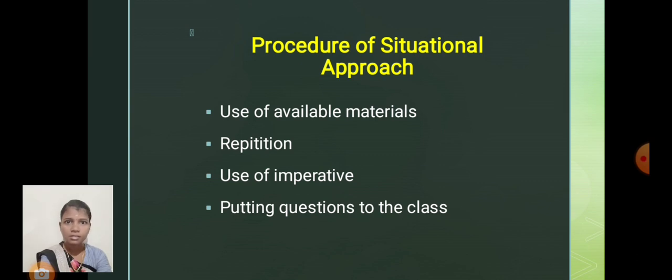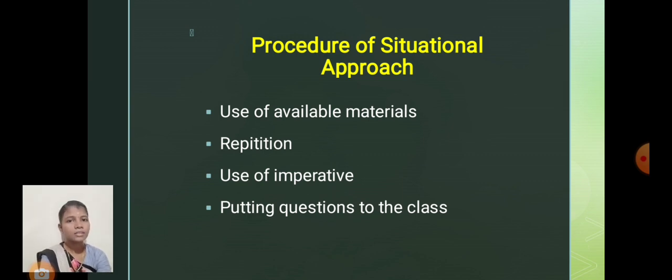We ask, what is this? And the answer is, it is a book. It means an affirmative sentence. We say, it is not a paper. It means the word not denotes a negative statement. The student can identify the negative statement, interrogative statement and affirmative statement by this procedure.